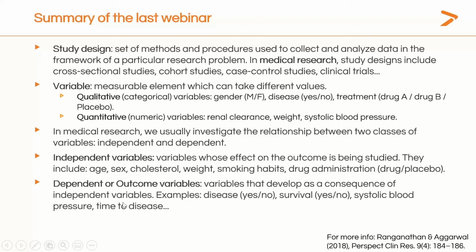You can also have time to disease variables, which are some kind of a quantitative variable, but which will be treated in a different way, as we will see at the end of this webinar. So time to disease or time to death, this kind of variables will be investigated in the framework of survival analysis. But anyway, according to the types of independent and dependent variables, you have several statistical methods that allow you to investigate the influence of independent on the dependent.